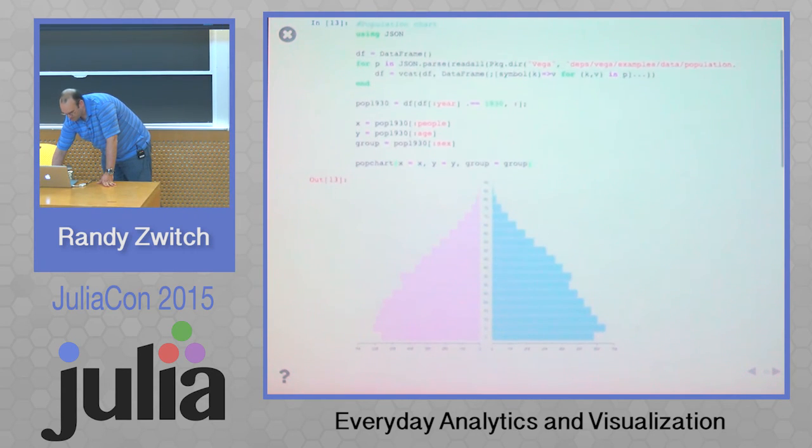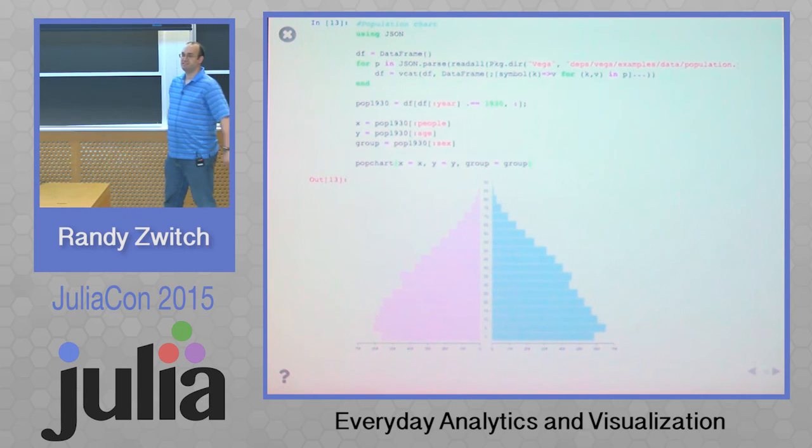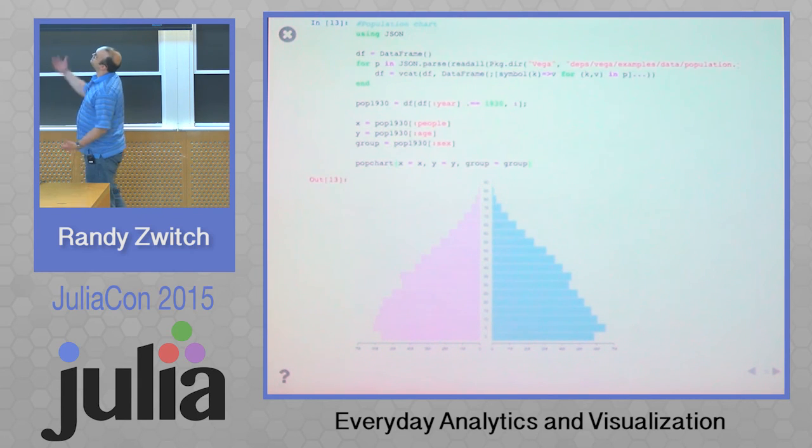As far as I know, you can't do this in Gadfly. It's not that it's not possible. It's just that it's not defined. So a population chart where you want to compare two populations on the same relative axes. So this is just population of people by age in 1930. It's a trivial example, but it just goes to show that these are all one-line things.